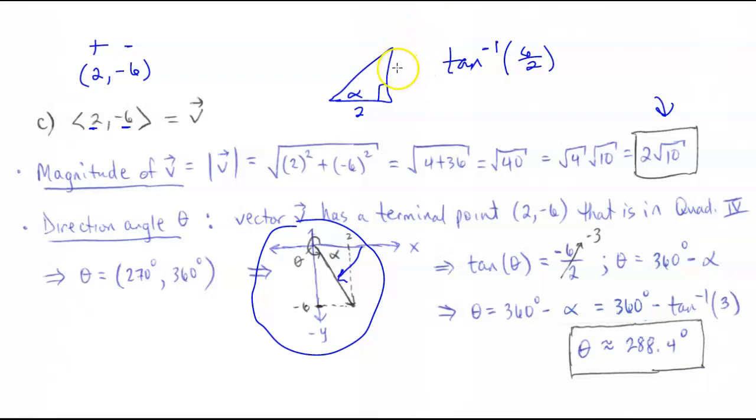So that's where the arctan, or tangent inverse, of 3 comes from, because that's essentially what alpha is. Of course, we put that in our calculator, making sure that we're in degree mode, and we get 288.4 degrees as our directional angle.